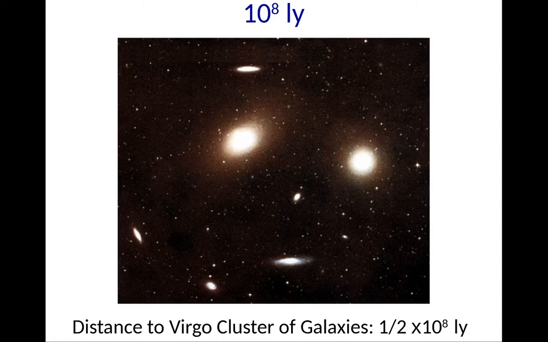Zooming out some more, at 10⁸ light years, now we're talking about basically distances between large collections of galaxies. So for instance, our galaxy sits with the Andromeda Galaxy in a structure known as the Local Group. So basically, it's us, the Milky Way, Andromeda, and then a bunch of tiny dwarf galaxies flying around that make up the Local Group. At basically 10⁸ light years, you talk about clusters of galaxies. So this is the Virgo cluster, which is a collection of very large galaxies, each at least the size of the Milky Way, and some of them much, much larger.